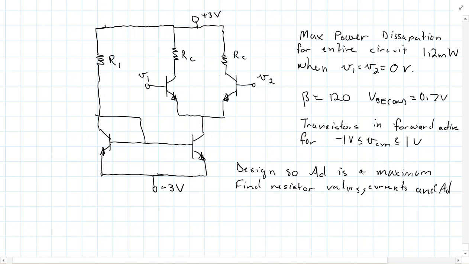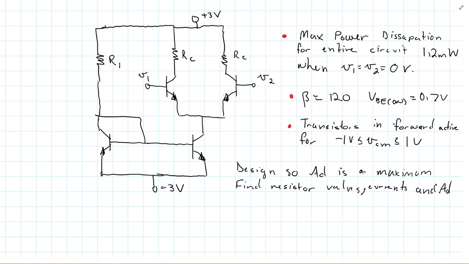Some of the specifications for this design are that my max power dissipation for the entire circuit is 1.2 milliwatts, and that's when V1 and V2 are equal to 0 volts. So I can have at most 1.2 milliwatts when those are set at 0 volts. Then some transistor parameters are that beta is 120, VBE on is 0.7, and another design requirement is that the transistors need to be in forward active mode for a common mode voltage of -1 to 1 volt.